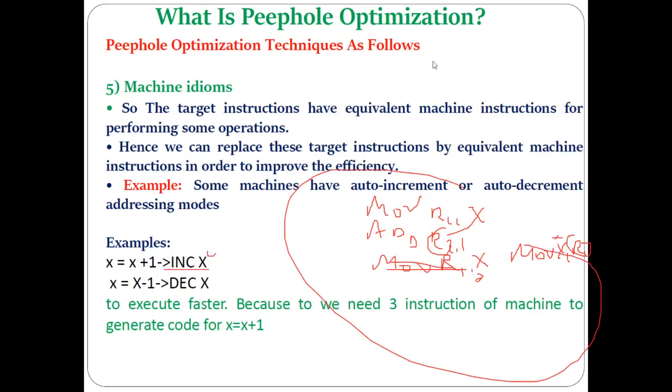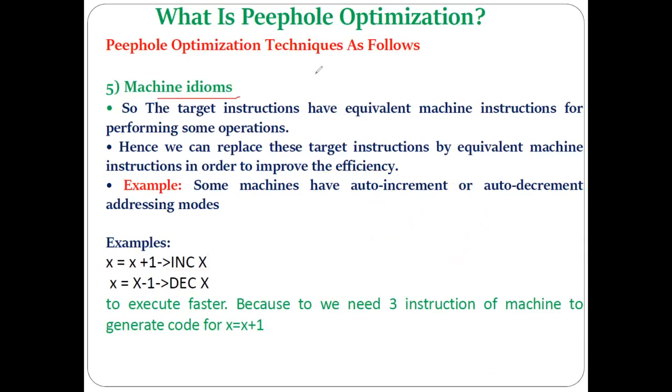Understood? So that is nothing but the machine idiom technique, where we try to choose fewer target instructions if we are requiring more target instructions for a particular sequence of code. Like here we are covering three instructions. Instead of that, you can select only one instruction. Here we are replacing three target instructions by an equivalent single target instruction, to improve the efficiency.